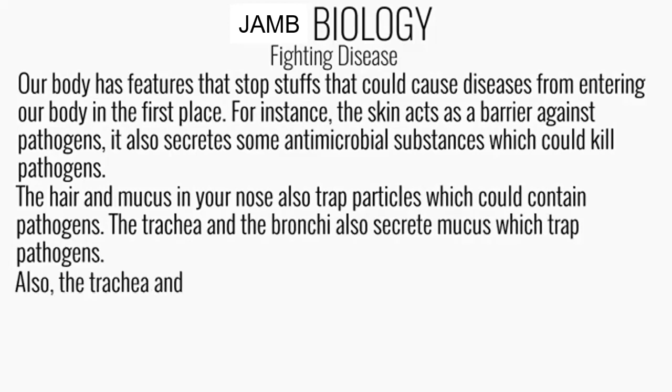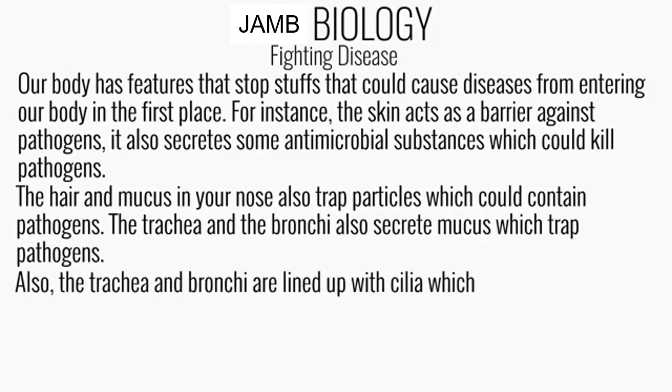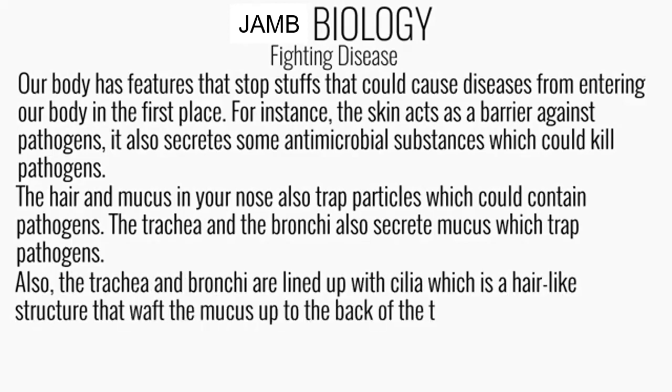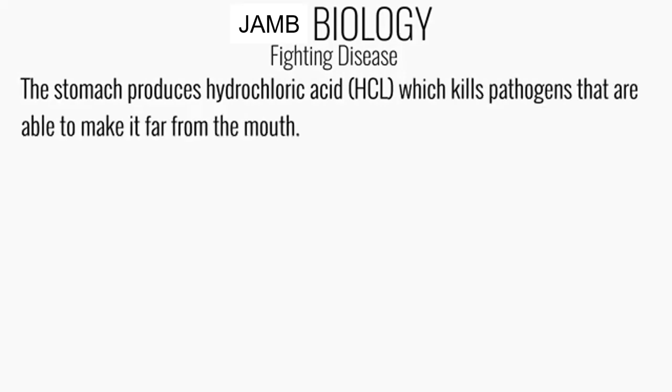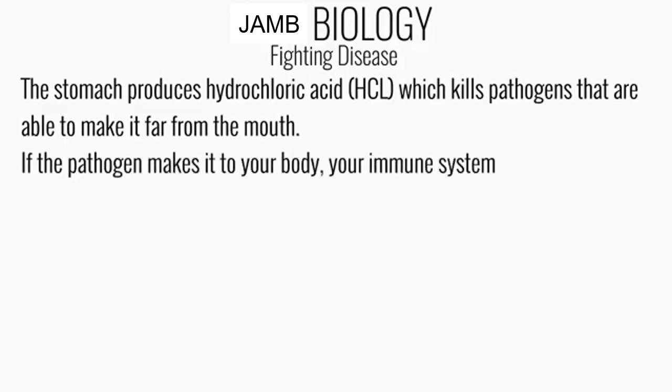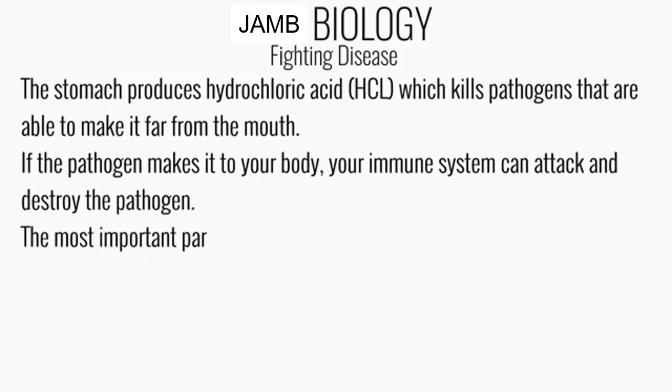The trachea and the bronchi are also lined with cilia, which are hair-like structures that waft the mucus up to the back of the throat where it can be swallowed. Finally, the stomach produces hydrochloric acid, which kills pathogens that are able to make it far from the mouth. So again, if the pathogen makes it into your body, your immune system can attack and destroy the pathogen.